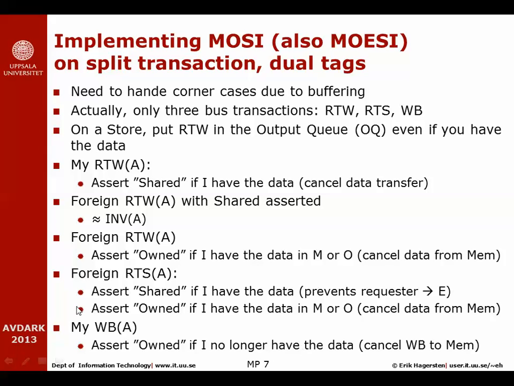Invalidate us, actually that cannot happen. If we queued up a write back request, nobody can invalidate us, but somebody can send a read to write request. That means we no longer should do the write back, and that we signal that by raising the own signal, which in essence will cancel the write back, so the memory will understand, as well as we will ourselves understand that we no longer need to do that write back.